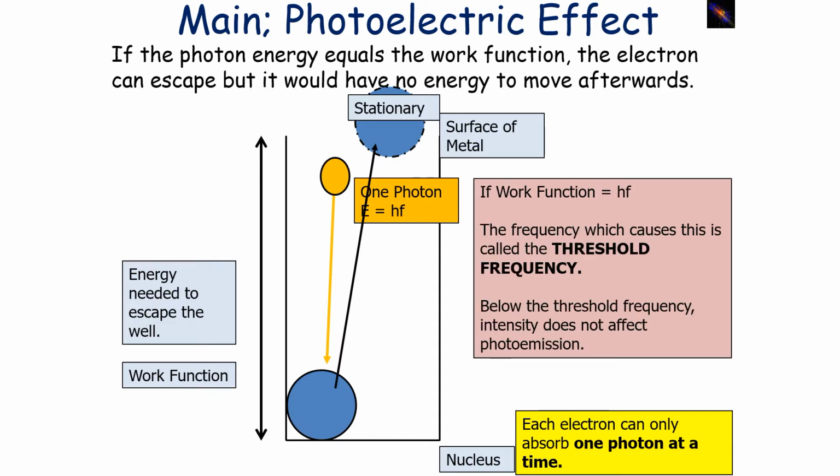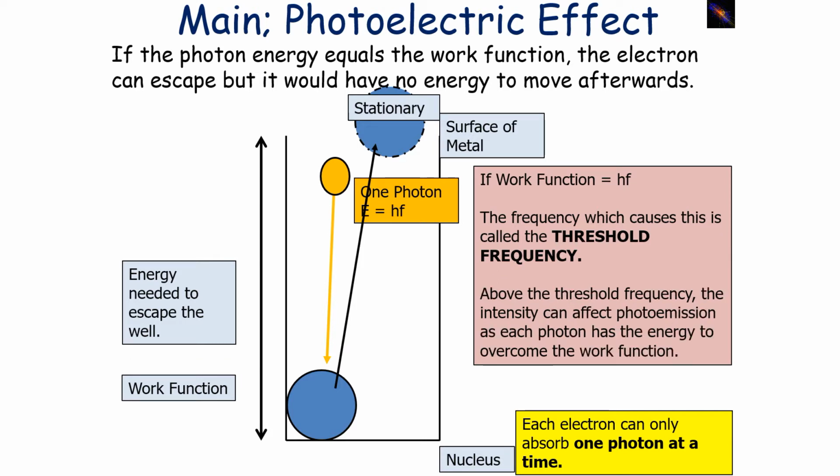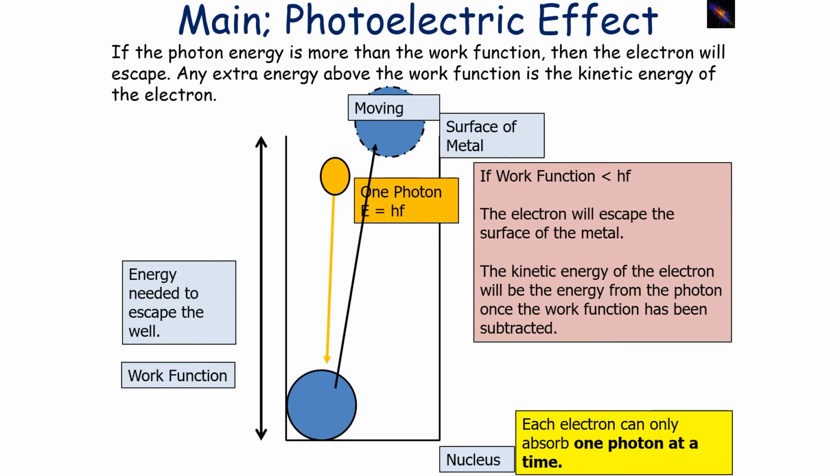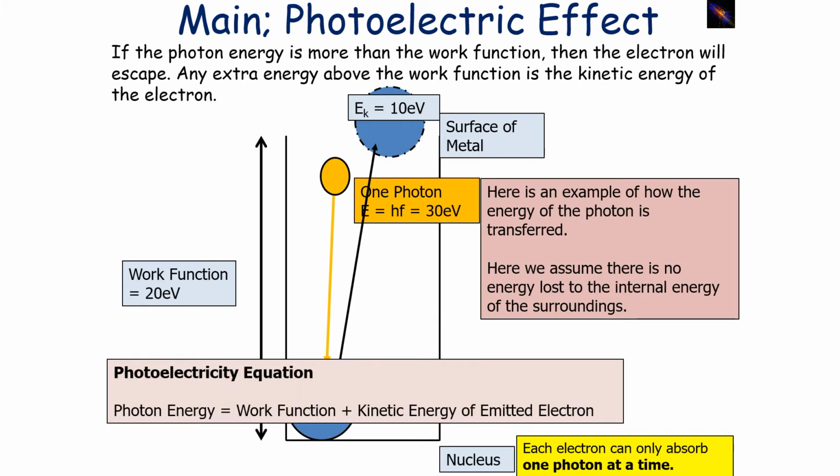Now below the threshold frequency, intensity does not affect photoemission. Now above the threshold frequency, the intensity can affect photoemission as each photon has the energy to overcome the work function. Now if the work function is smaller than the energy of the photon, the electron will escape the surface of the metal, and the kinetic energy of the electron will be the energy from the photon once the work function is subtracted. So we can assume in this situation that no energy is lost to the internal energy of the surroundings from the photon.